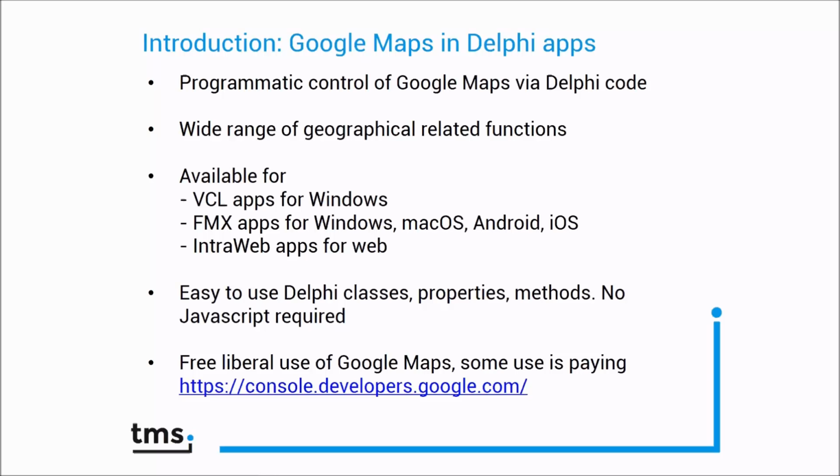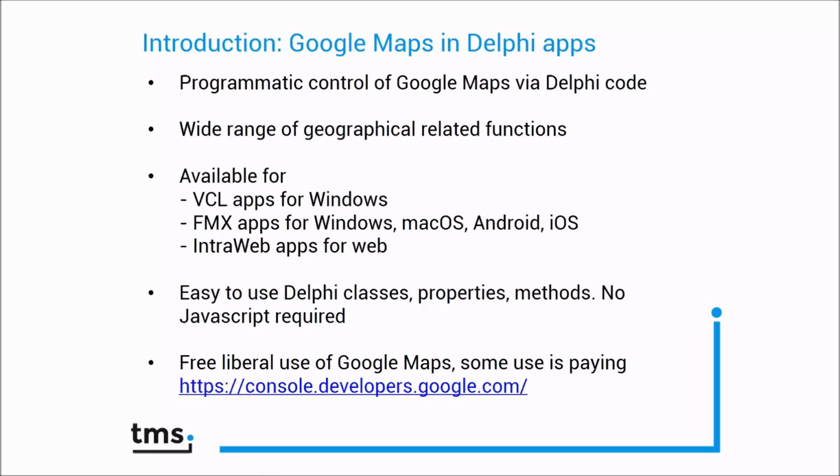Our Google Mapping controls are about programmatic control of Google Maps via Delphi code. Google Maps provides a wide range of geographical functions represented in a map. And all this can be controlled from your Delphi application via our Google Mapping components.